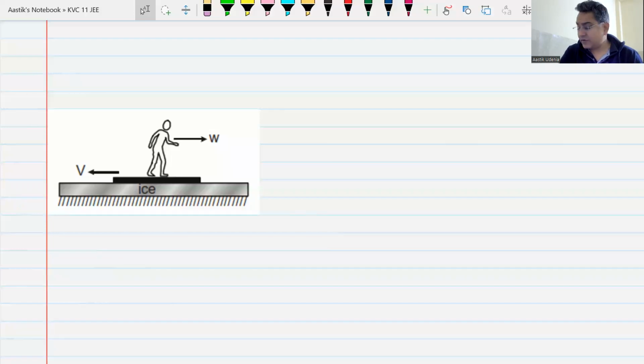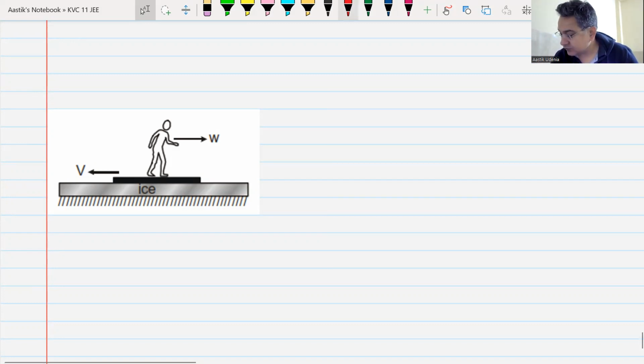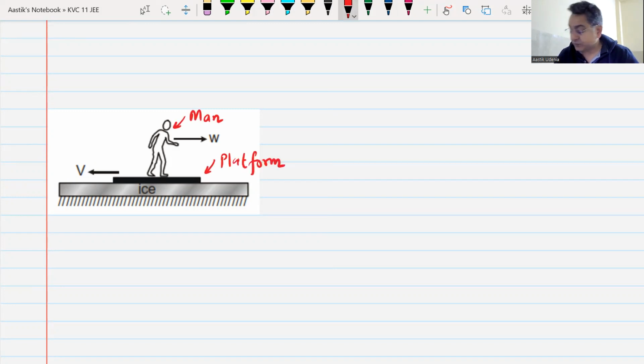The next case that we are going to do is similar to this bullet and gun, but now the bullet and gun are somewhat different. There is a man. This is a man. The man is the bullet. And this is a platform. The platform is the gun.